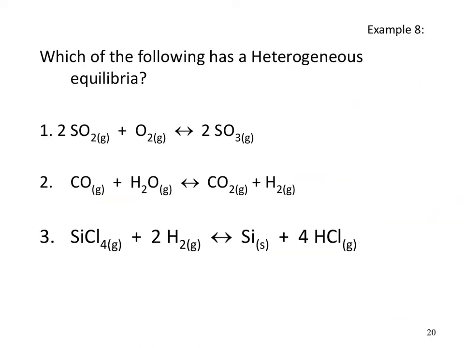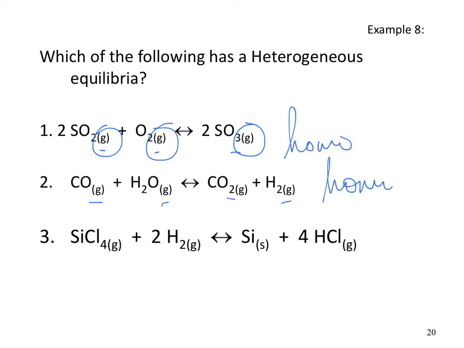All right, the next question is, which of the following has a heterogeneous equilibria? So what you're looking for is these phases. These should be different. So since all three are gases, you would say this is homogeneous. Again, all are gases, you say these are homogeneous. Gas, gas, solid, gas, this is heterogeneous.